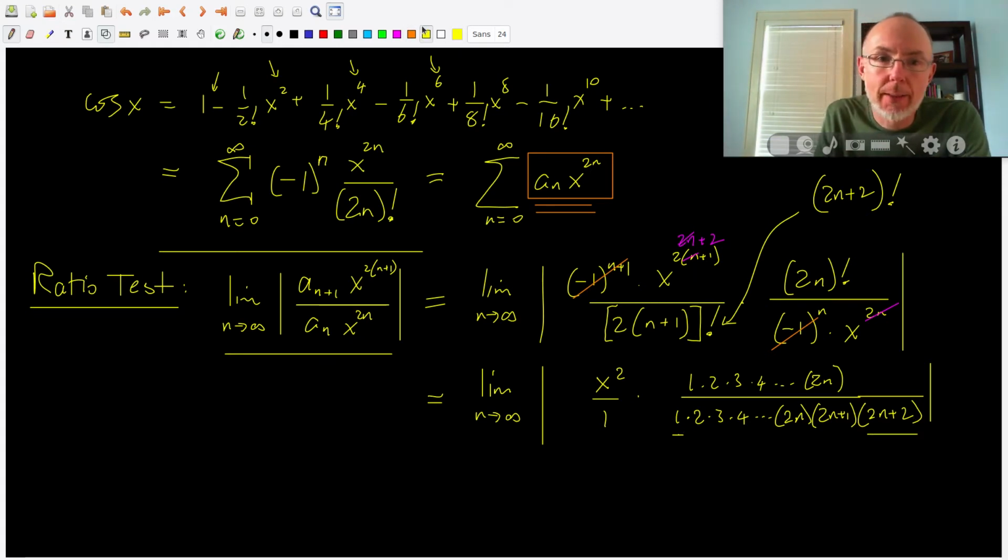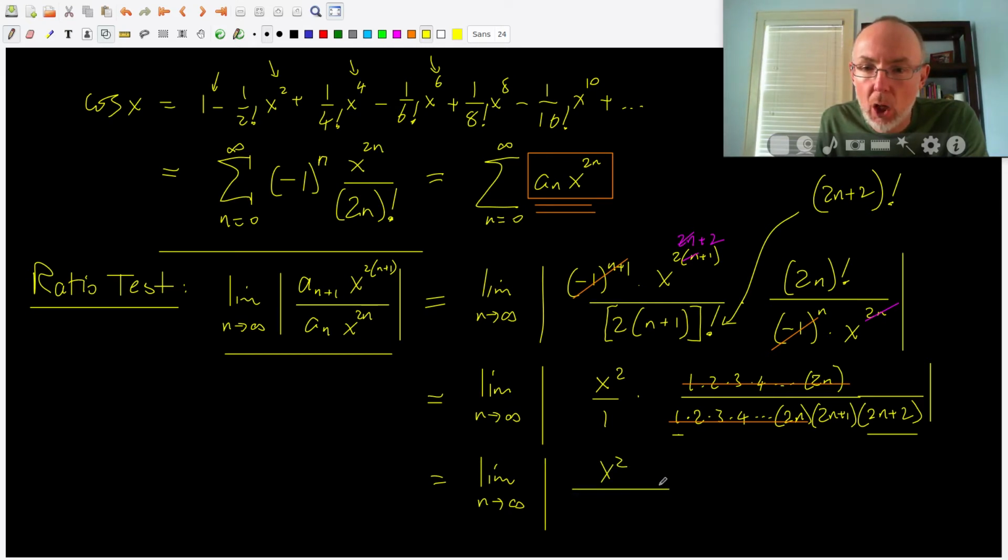And now we're going to cancel a bunch of stuff. There's the fun part about factorials. We're going to cancel all the numbers up to 2n. So all the numbers up to 2n actually now leave us 2 terms in the denominator, which is fun. This is the limit as n goes to infinity of x squared over those 2 terms, 2n plus 1, 2n plus 2. Cool. The thing is, x squared is a finite number, and this thing in the denominator still goes to infinity, goes pretty fast, so that's going to be 0, which is less than 1.